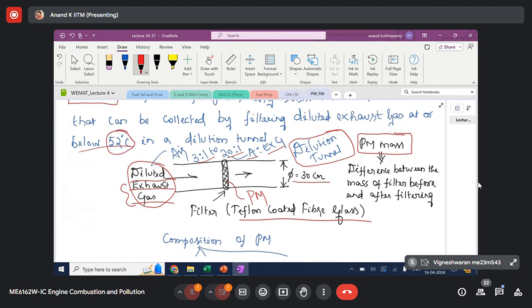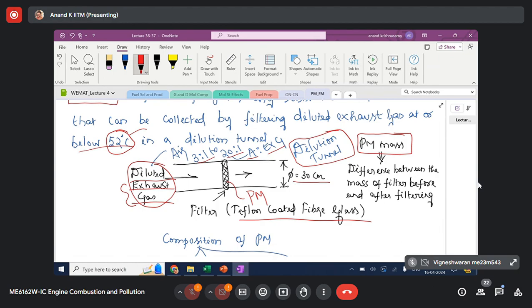Okay, so they have defined PM as any substance that is collected in this filter other than water, H2O, because we are burning hydrocarbon fuel and H2O is one of the products. Other than H2O, anything else that is collected in this filter is defined as particulate matter. And to measure this, we have a controlled condition. We are allowing diluted exhaust gas at 52 degrees or below to pass through this filter.